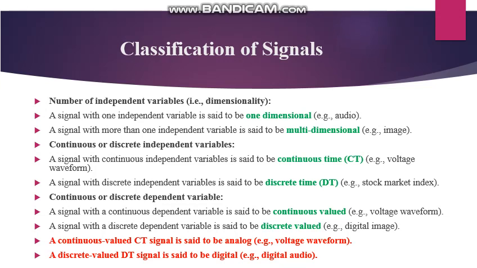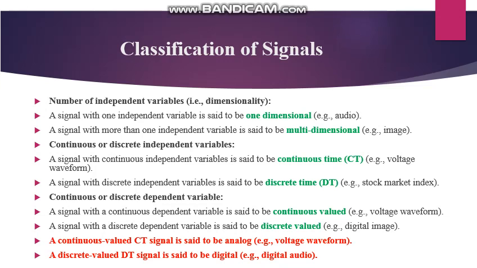A one dimensional signal is audio because it depends on time, and on the amplitude and frequency of your voice signal. And a signal which has more than one independent variable, like an image, has two axes, the x-axis and y-axis, and both have pixels, so that will be multidimensional. And if another time domain is included, it could be a video.